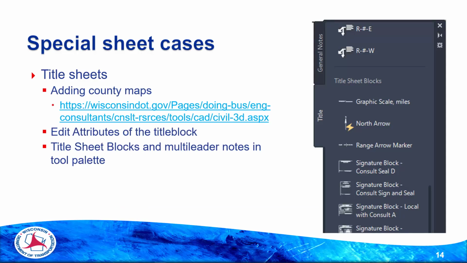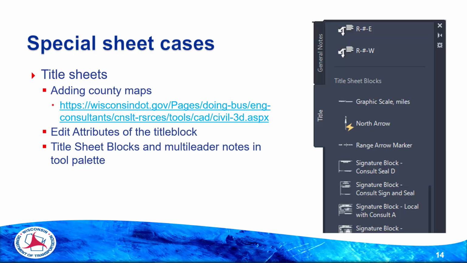In the title sheets, you will be able to edit attributes of the title block. A lot of the information that you will be printing on the title block are attributes to the block itself, so you just double click and you'll get a list of all of the information. You don't have to fill them all in, but it's a great place to go in and fill that data in if you do have it.